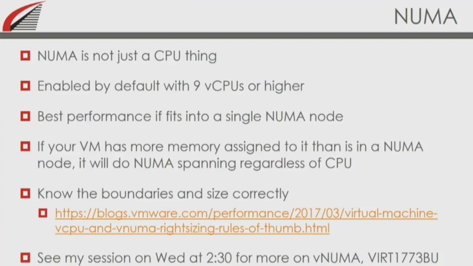So NUMA, it's not just a CPU thing. In this case, we're talking memory. If you happen to have a VM that is using more memory than it is inside your NUMA node, you're going to be spanning NUMA nodes. When you span NUMA nodes, you're going to have some performance issues if you are pushing CPUs. Best performance will always occur if I can fit my CPU count and my memory into the size of a single NUMA node. Obviously, with big workloads, that's not going to happen, and we're going to have to span. And there's a whole bunch of different things with that.